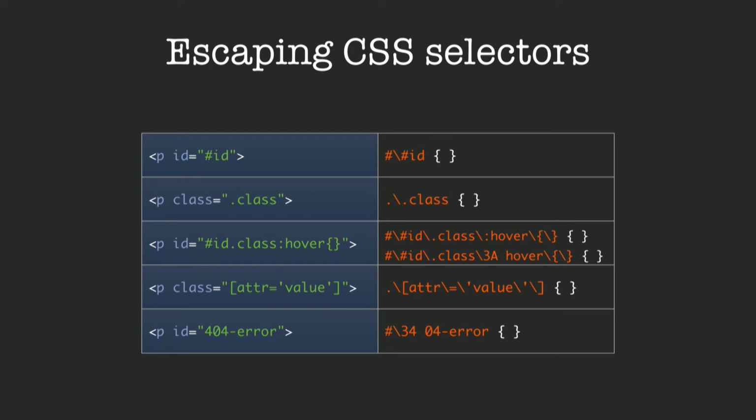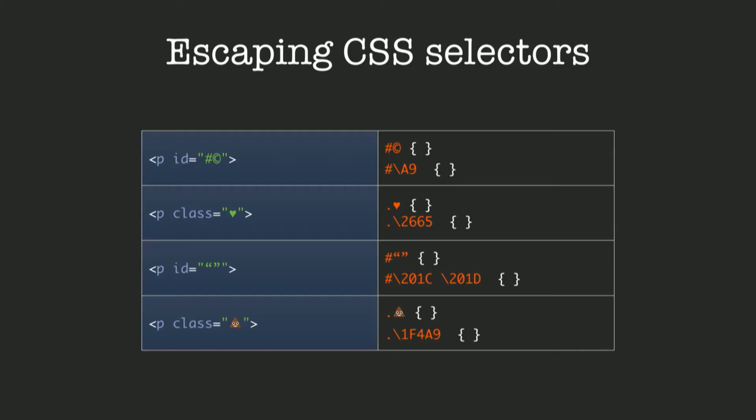And then it starts to look a little weird again, because 404-error now looks like \34 04-error. There's a backslash, there's a space again. It looks a little bit weird, but you know. So that's one thing I learned. If you ever need to style an element whose class or ID starts with a digit, I'm sure you'll remember this presentation and think back on this moment.